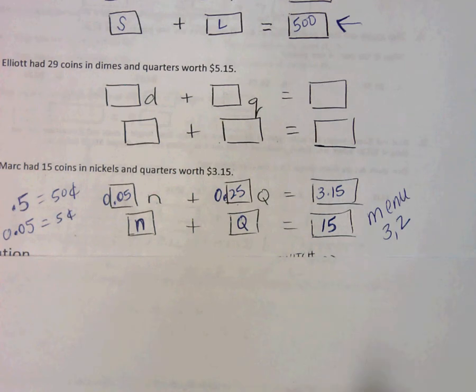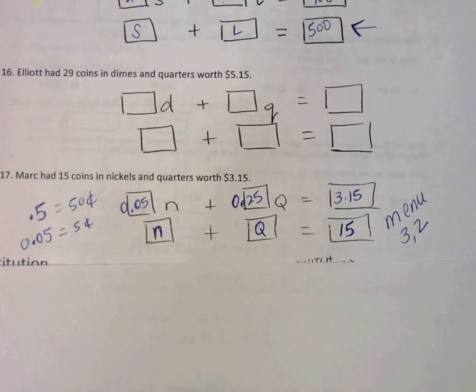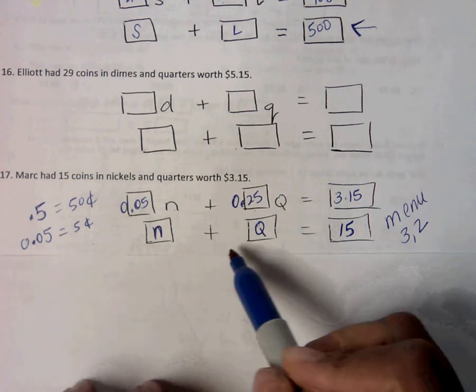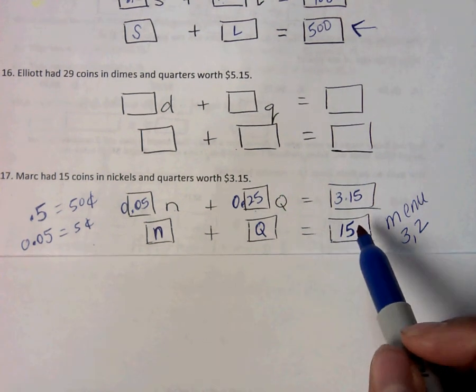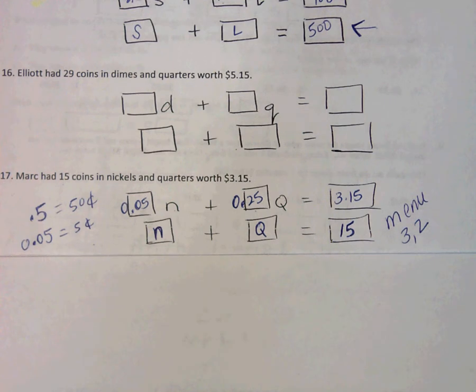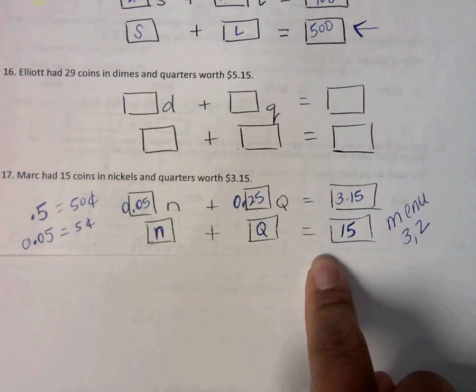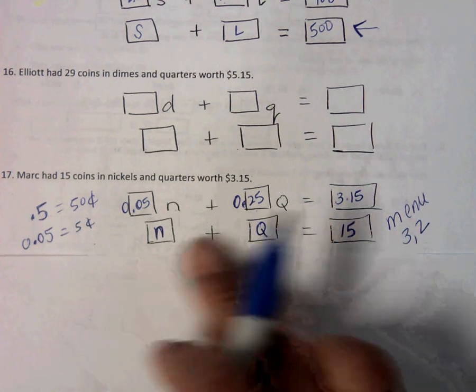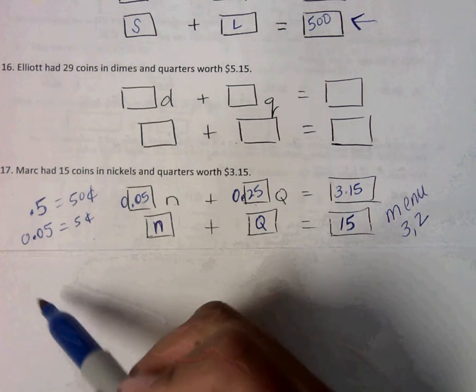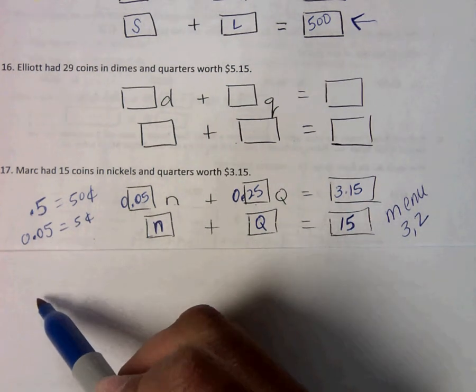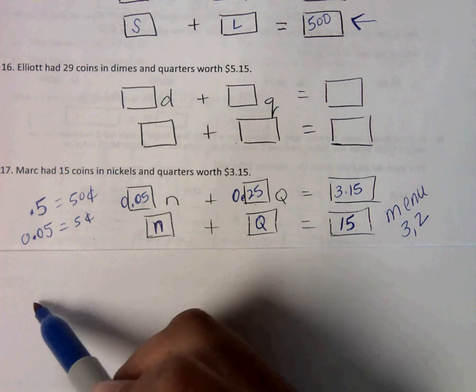Okay, I want to go back to number 17 and talk about different ways to write the second equation. N plus Q equals 15 needs to be written another way only because sometimes you might not see this in the answer choice. So, before I show you that, let me tell you about the numbers 3 and 5.